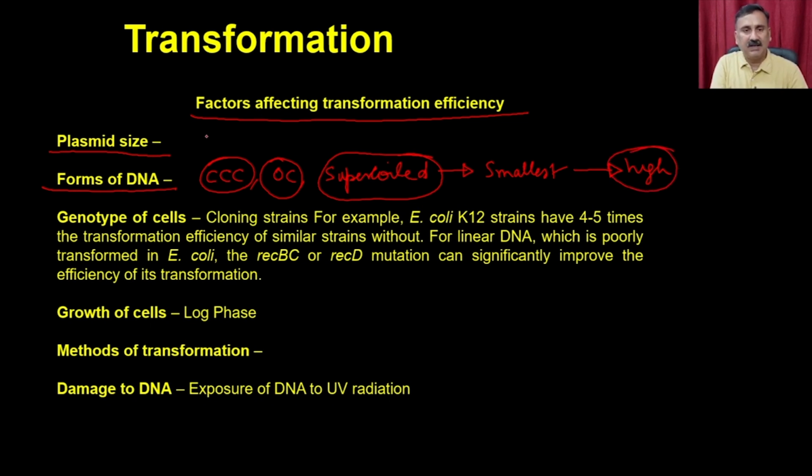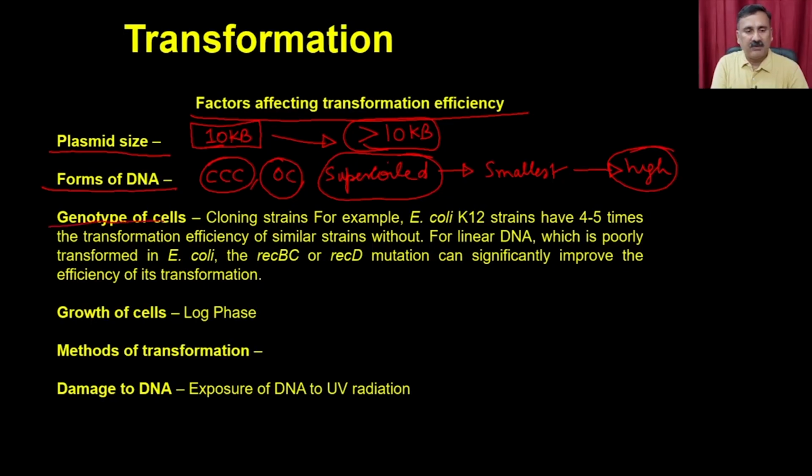Similarly, for plasmid size, if you are working up to 10 kb, the transformation efficiency is going to be very high. But if you go above 10 kb fragments, the transformation efficiency is going to be very, very low, and in those cases you might have to use electroporation or other methods. You cannot rely on the chemical methods.